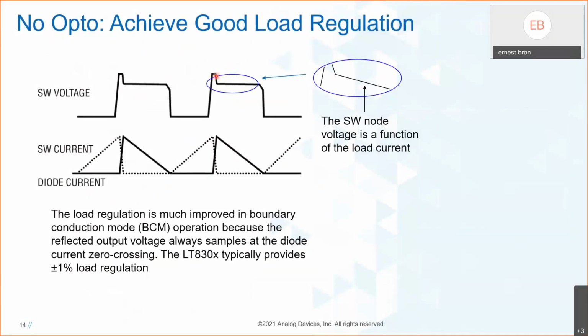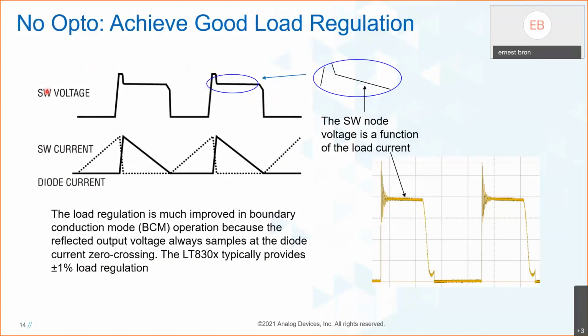And then how do you get good load regulation? Because the latest generation devices that implement this scheme actually have very good load regulation. If you look at the actual waveform on the switch node, you can see a slope. It is a bit dependent on the load current. So you want to make sure you measure this voltage when the load current, or the diode current, is low. And the boundary mode control operation of these devices ensures that we get this good load regulation, because we always measure it at the zero crossing of the current. And that's when you get the best measurement, and that's how you can achieve a very good load regulation of plus minus 1%.